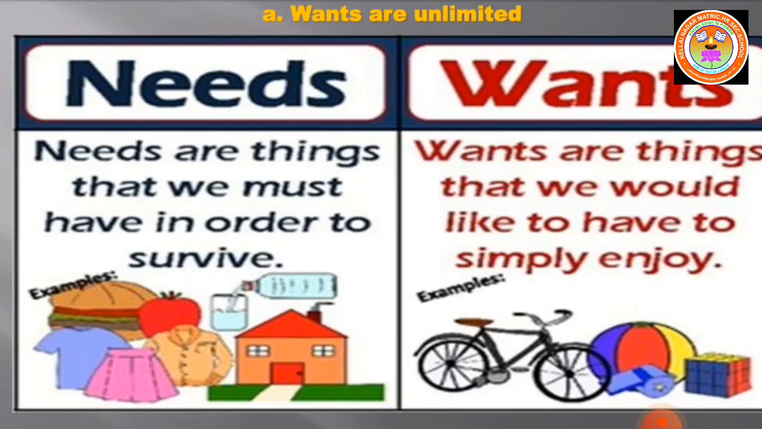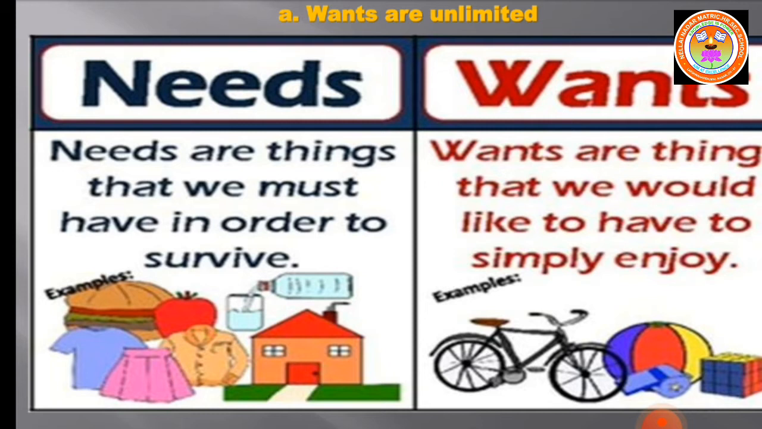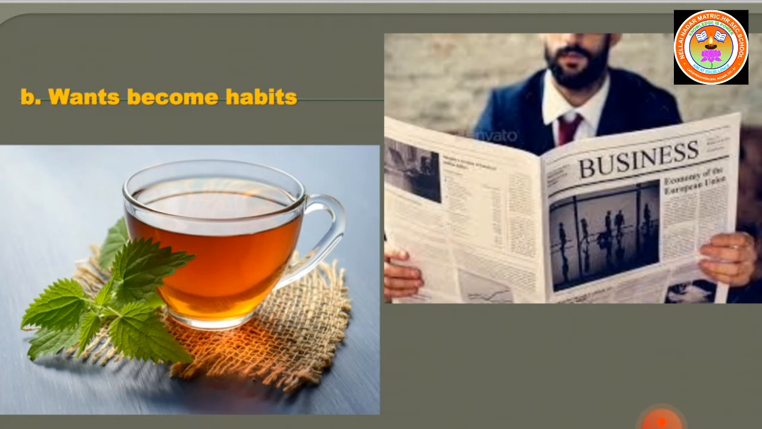Characteristics of human wants. The first one is wants are unlimited. First, you should know what you mean by needs and what you mean by wants. Needs means the basic needs. Needs are things that we must have in order to survive. But wants are things that we would like to have to simply enjoy. These wants are unlimited. When one want is satisfied, another want automatically grows up. So the human wants are unlimited.